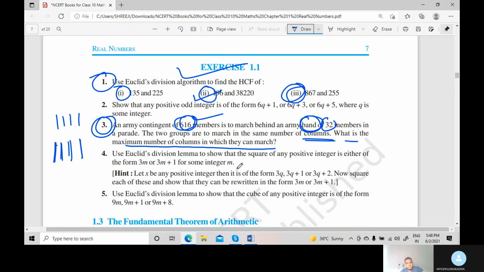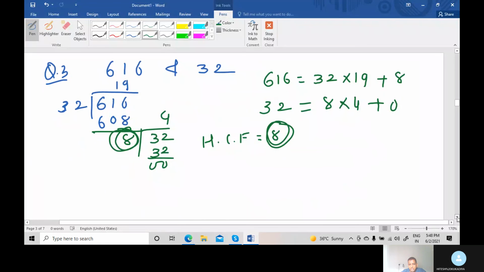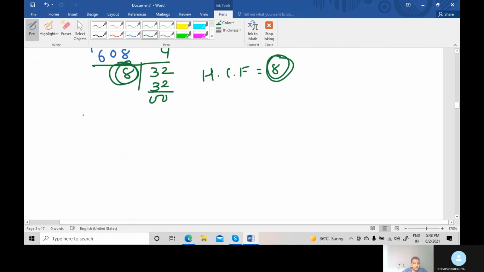In your textbook, the Euclid's division lemma questions are already completed. Now we give some extra sums so you can practice. Now we write the questions, then you can try them yourself.